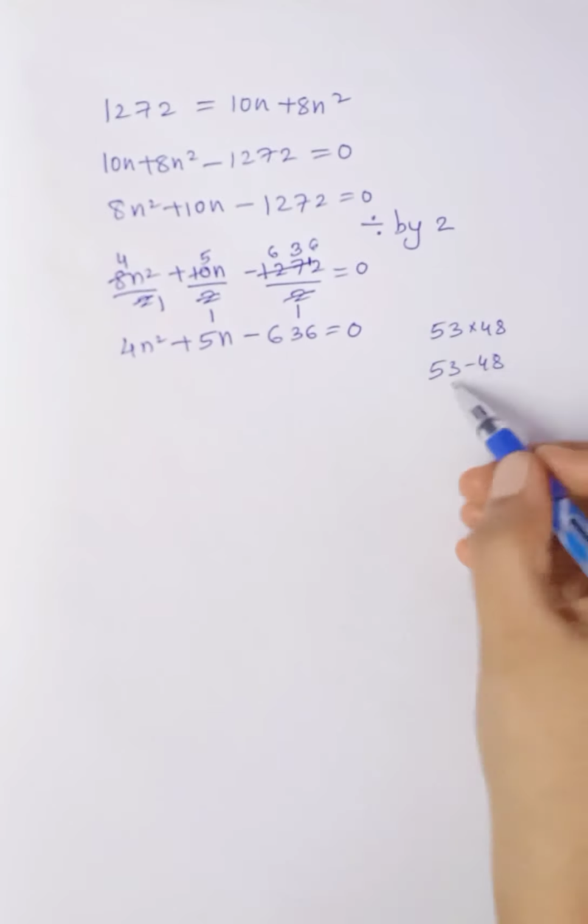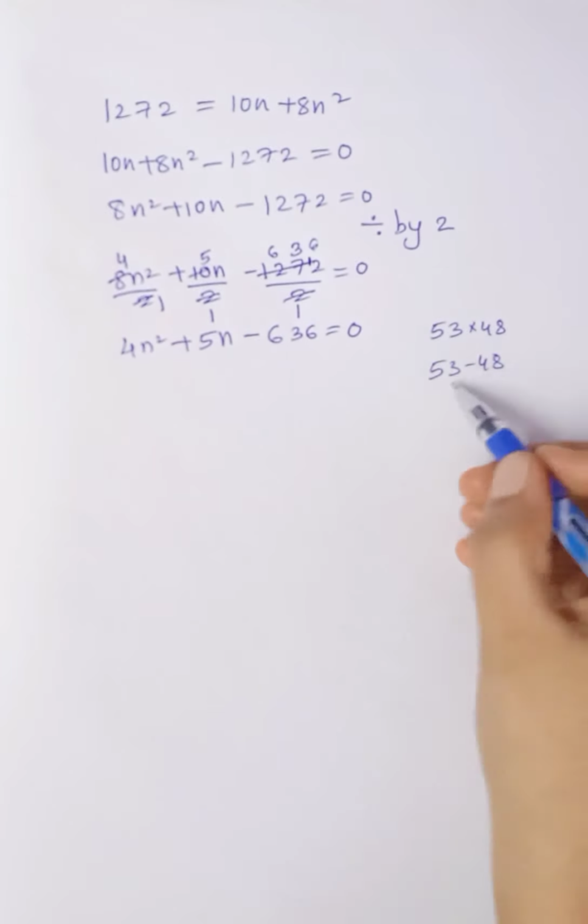How? See, 53 minus 48 is 5. Now it is plus 5. Suppose if it was minus 5, then I would have written minus here, because of the greater number's sign, no? So here the greater number's sign is positive. So it is positive here. Okay, so I have taken 53 minus 48. If you subtract the same numbers, you are going to get this. The same numbers if you multiply, you are going to get 636. So I am going to take these numbers here.